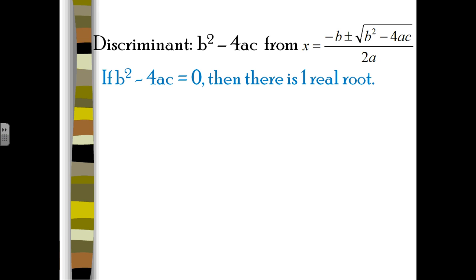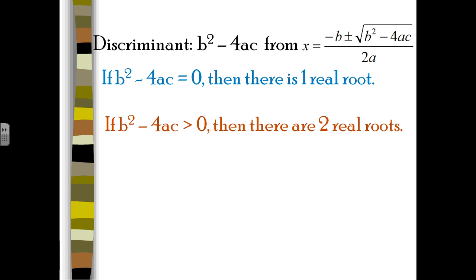So first of all, if b squared minus 4ac is equal to 0, that means that there's going to be 1 real root. So if you think about it, this whole quantity is 0. There's nothing to add or subtract. You just get negative b over 2a, which is the x-coordinate of your vertex. So 1 real root. If b squared minus 4ac is positive, so greater than 0, that means you get 2 real roots. You have a real number. You can take the square root of a positive number. The thing is, sometimes it's going to be a perfect square, sometimes it's not. So sometimes you get rational roots, sometimes you get irrational roots, but they're still real.